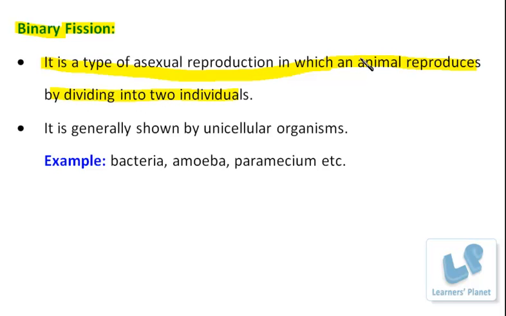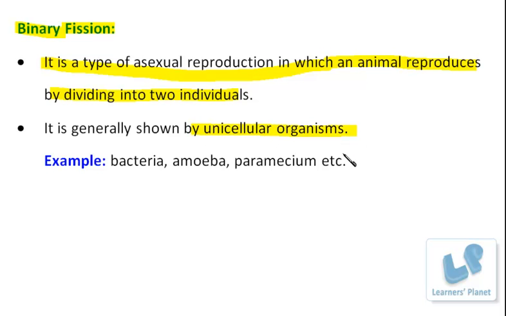Of course I have replaced this word animal with organism. Why I have done this is because it is not necessary that the organism belongs to the animal group only. It can be an animal or it can belong to the plant group also. But basically, usually it is shown by organisms of animal origin. In this case, two individuals are produced, right? And this type of reproduction is actually shown by unicellular organisms.